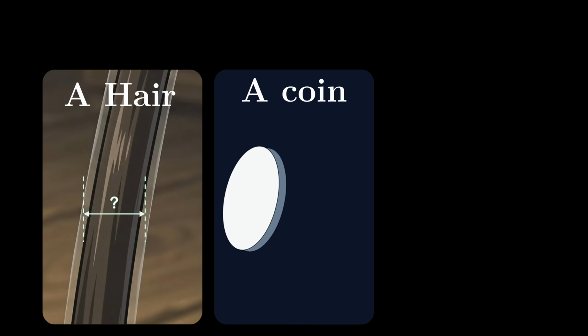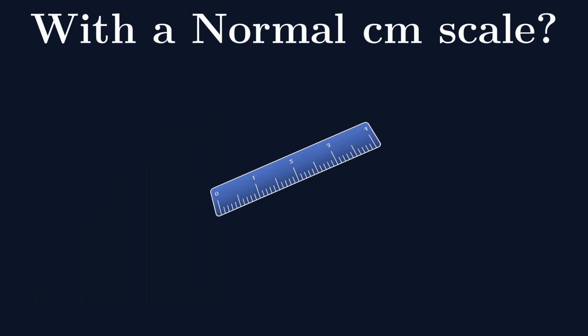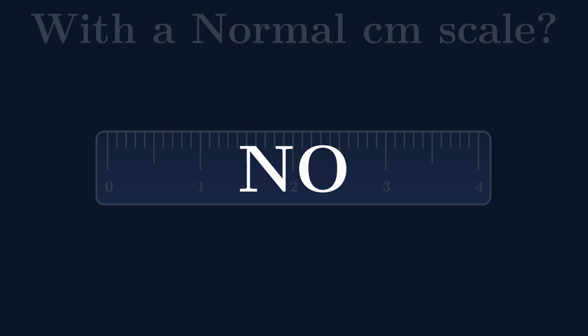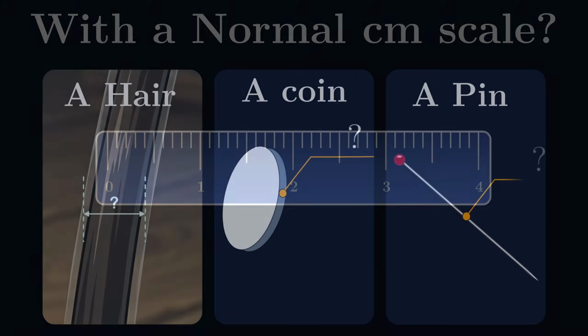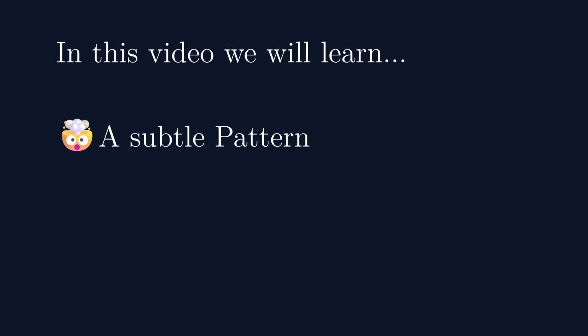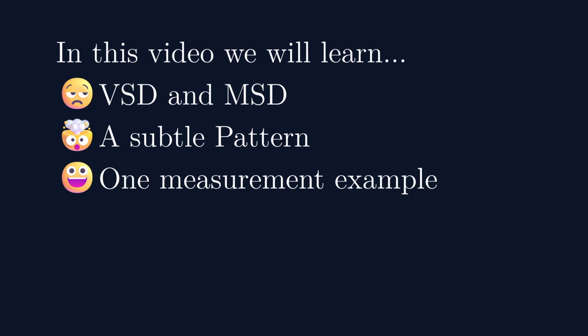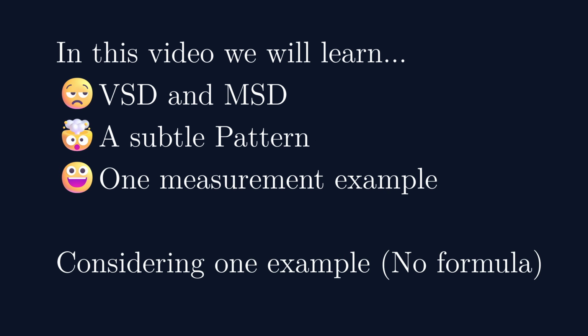Consider the thickness of a single strand of hair, the width of a coin, or the diameter of a pin. Can you measure these with a standard ruler? No, you cannot. To achieve that level of precision, we require an instrument, a Vernier Caliper. In this video, we will examine the geometric pattern behind the vernier scale, concepts of VSD and MSD, and finally, through a practical example, we will learn exactly how to take a measurement without relying on a single formula.